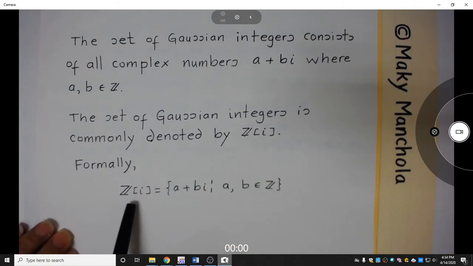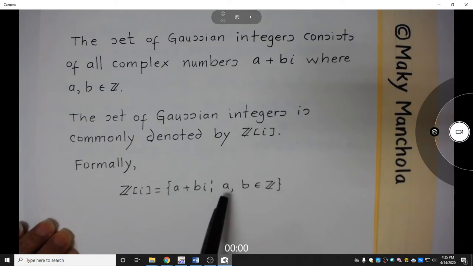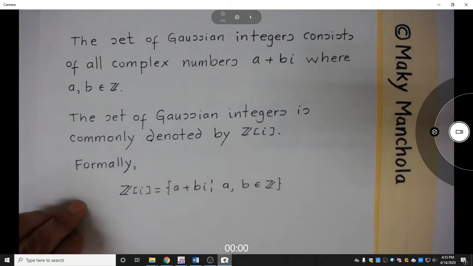Formally, the set of Gaussian integers equals the set that contains all elements of the form a plus bi such that a, b are in the set of integers.